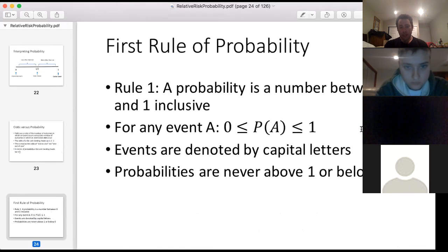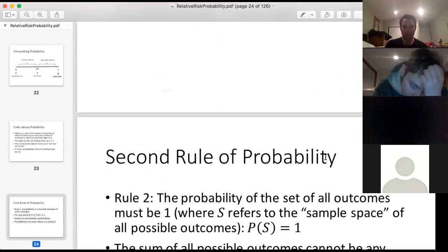So now we can actually state some rules of probability. Rule number 1 is that a probability is a number between 0 and 1 inclusive. That means it has to be a number between 0 and 1, and it can include 1 and 0. It just can't be outside those two. And we said that events are denoted by capital letters, and their probabilities are never above 1 or below 0.